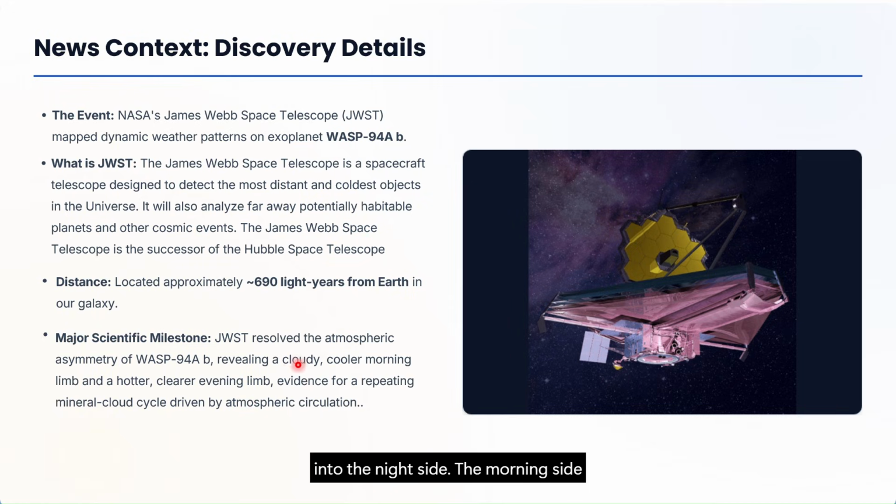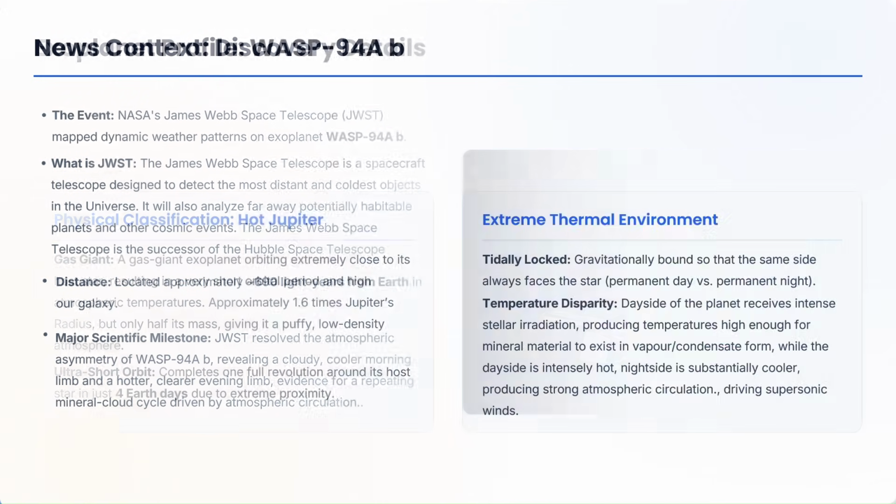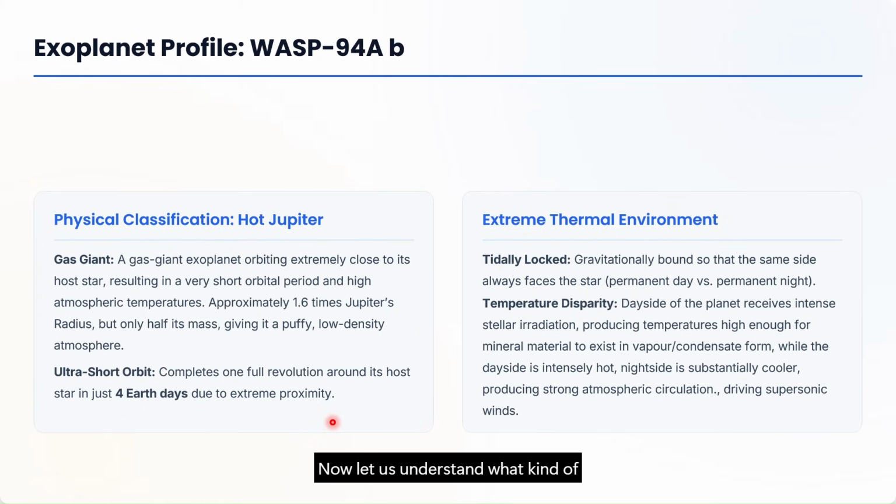The morning side of the atmosphere is cooler and cloudier, whereas the evening side is hotter and clearer. This temperature difference drives atmospheric circulation and contributes to the formation and evaporation of mineral clouds. Now let us understand what kind of planet WASP 94A is. It is classified as a hot Jupiter.